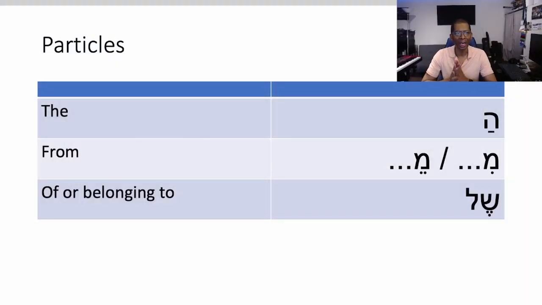Okay, so we have the particles. First, we have ha, which is what we talked about last week, and that's the he with the ah sound underneath. Then we have mi, which is from, and then shel, which is of or belonging to. Today, we're going to dive back into ha a little bit, but we're going to work with some different words. So let's dive on in.